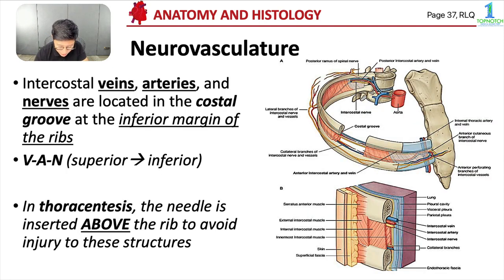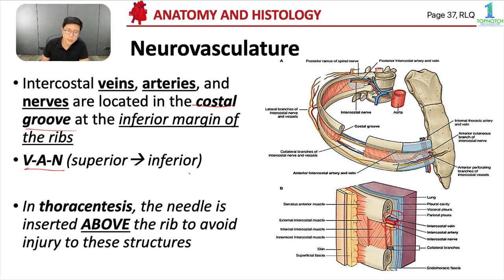For the neurovasculature, remember that the intercostal veins, arteries, and nerves are located in the costal groove. It's in the inferior surface of the ribs. Remember, it's VAN, so superior to inferior. So you have the vein, artery, and nerve. So ito, vein, artery, then nerve.